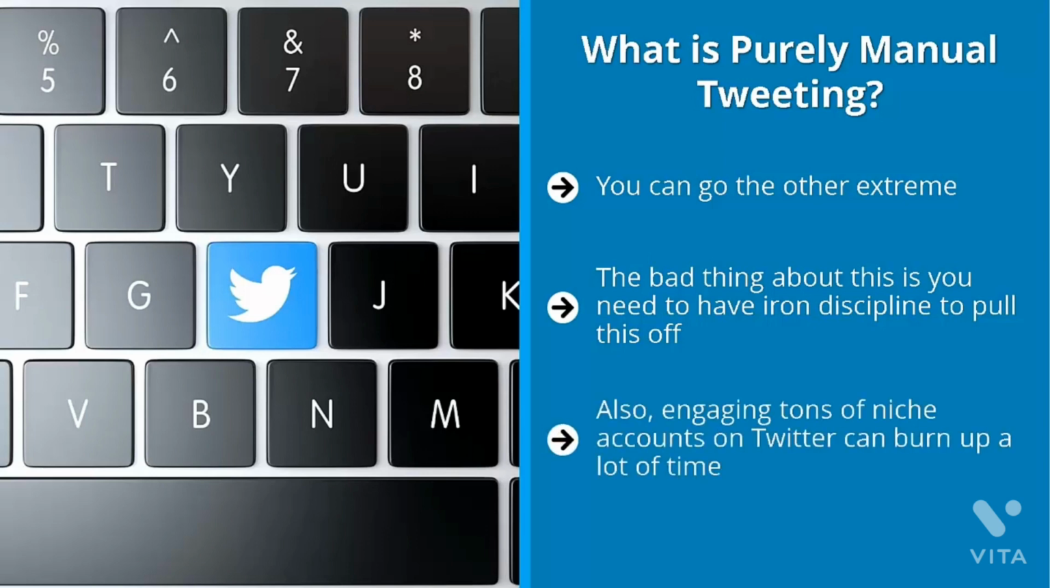Also, engaging tons of niche accounts on Twitter can burn up a lot of time. You also have to process a lot of information in a short period of time. Unless you have an IQ over 150, it's just going to be a little heavy because that's a lot of content to read through and analyze.